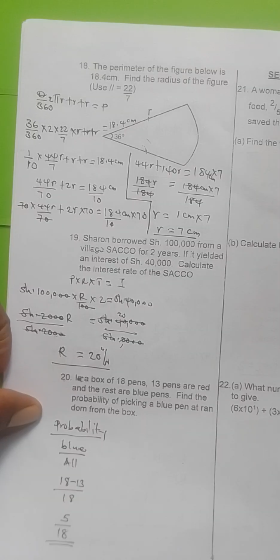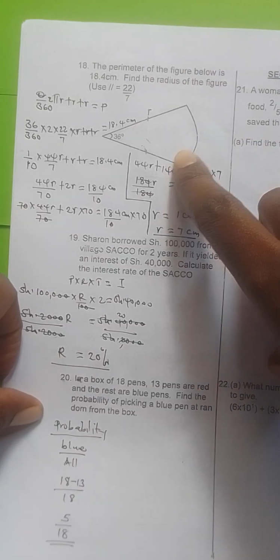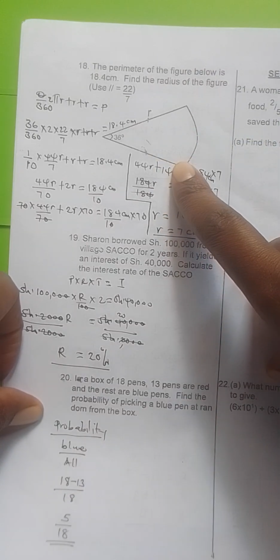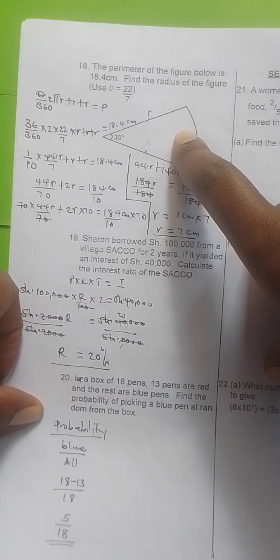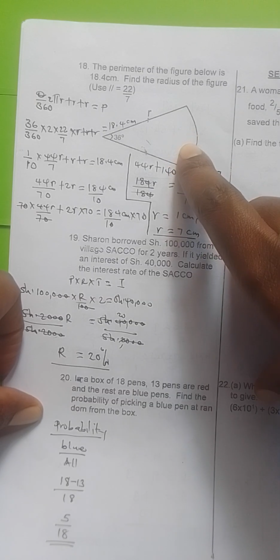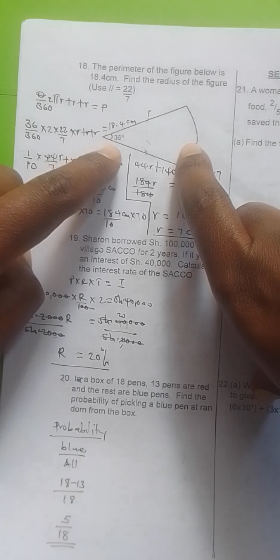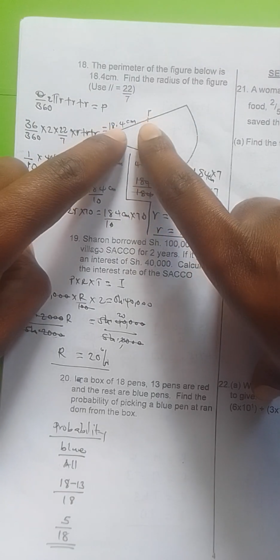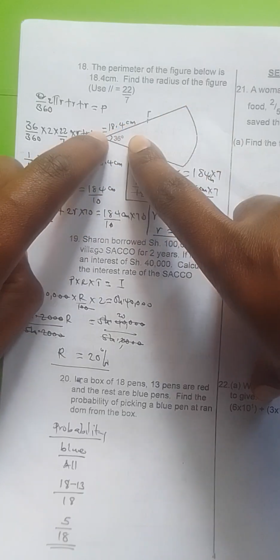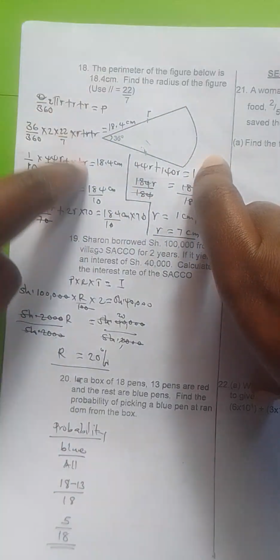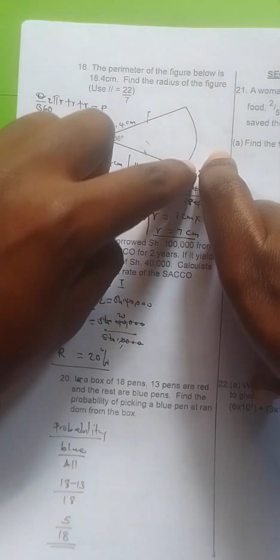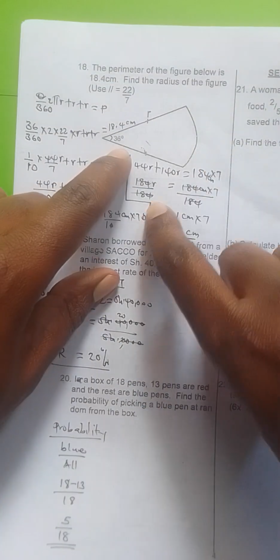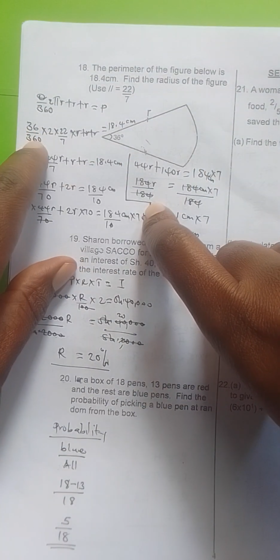Yes, friends, we are about to finish. Let's look at number 18. We are given the perimeter of this figure and we are asked to find the radius. Here we first need to find the sector angle. The sector angle is given as 36. But what fraction of the circle is this? Remember, this one is a complete circle, but they have only removed part of it. So what fraction is that? It is 36 out of 360.